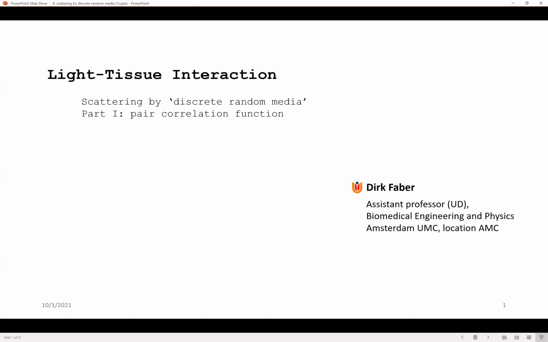Shall we continue? I want to switch gears a little bit, leave the topic of causality behind us now, and then I'll look a little bit further at the scattering of light by tissue. It is a complicated problem, scattering of light by tissue.